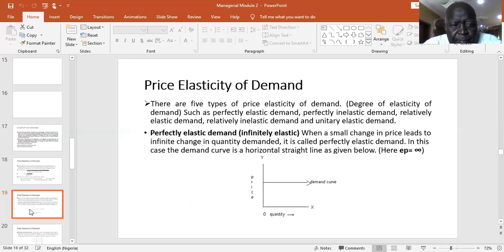There are five types of price elasticity of demand, the degrees of elasticity of demand: perfectly elastic demand, perfectly inelastic demand, relatively elastic demand, relatively inelastic demand, and unitary elastic demand. We'll look at them briefly. You can read them. They are very simple concepts.